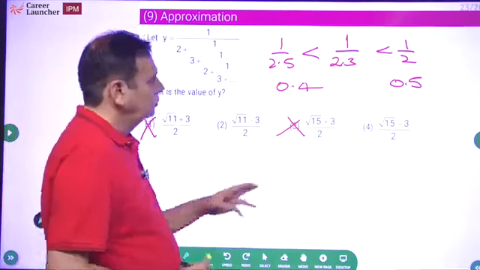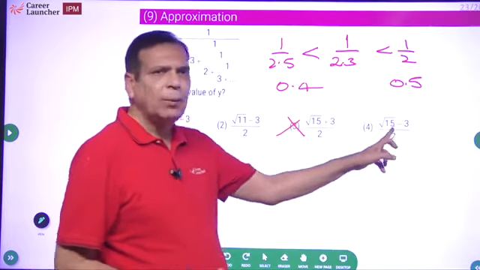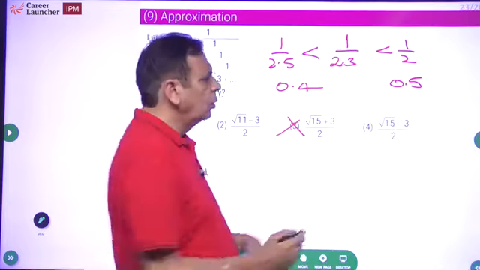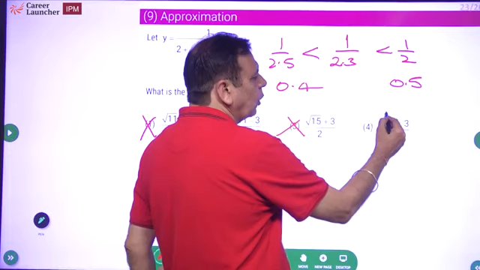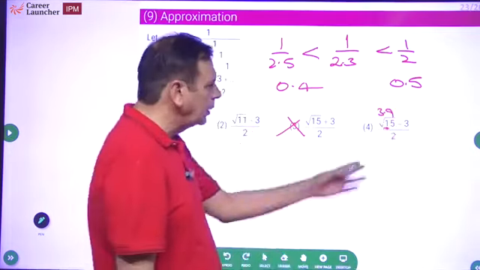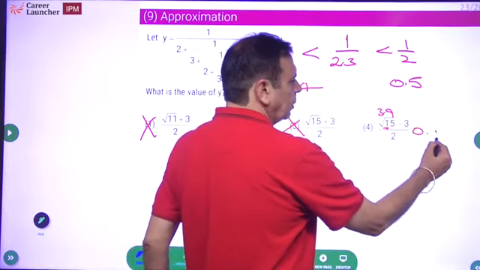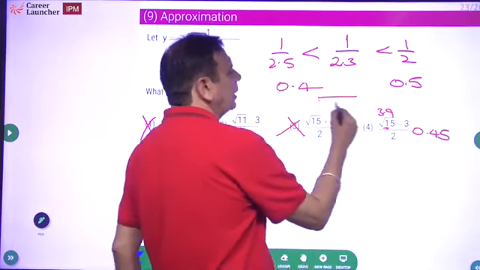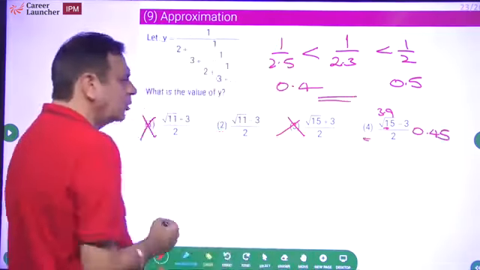Okay. Under root 15 will be approximately 4. So if I take it to be slightly less than 4, let me take it to be 3.9. 3.9 minus 3, 0.9 by 2, 0.45. It lies within the range, should be the answer, but let's verify this also.